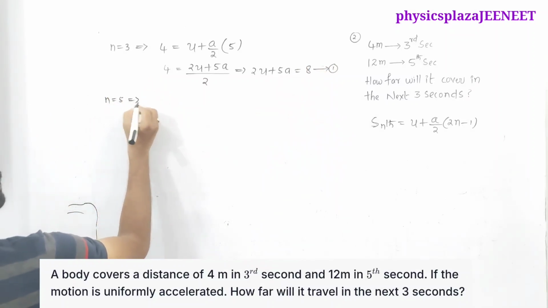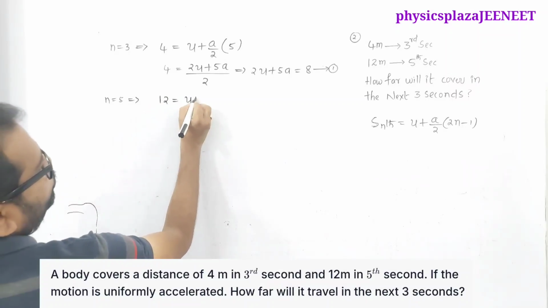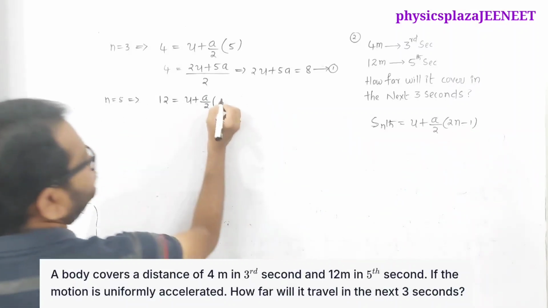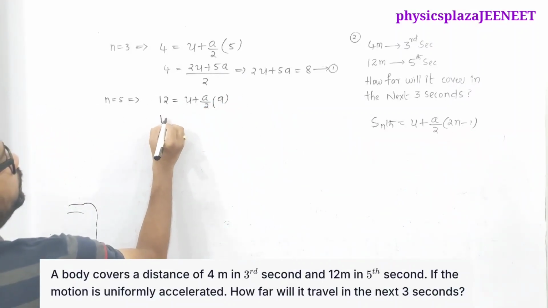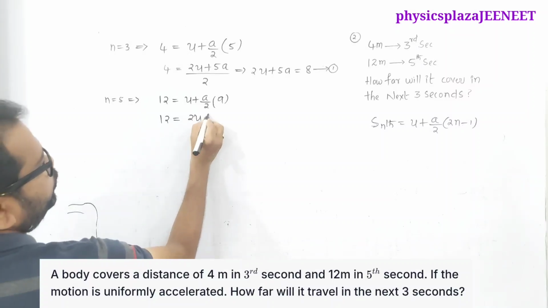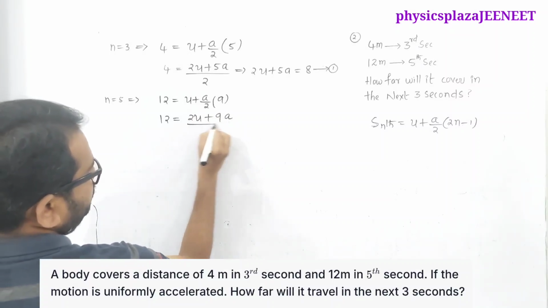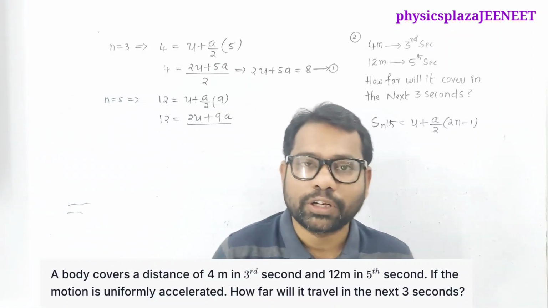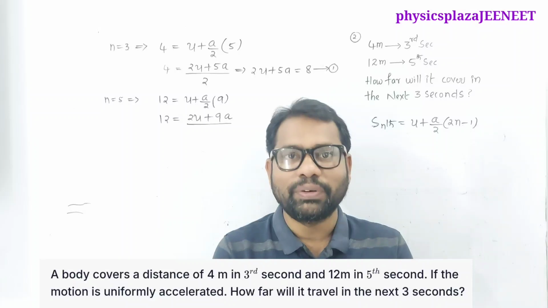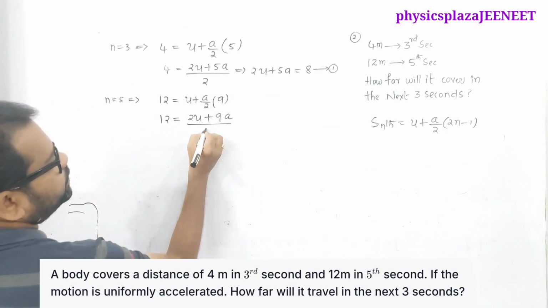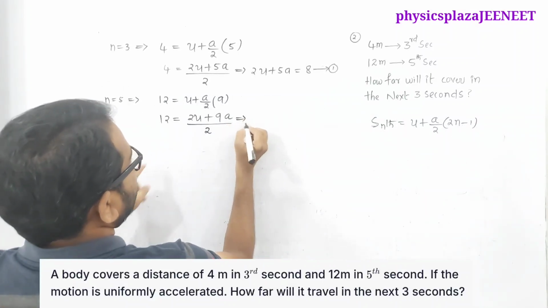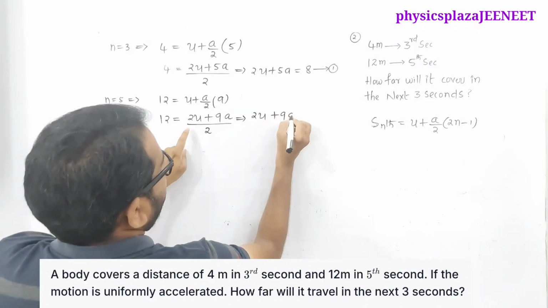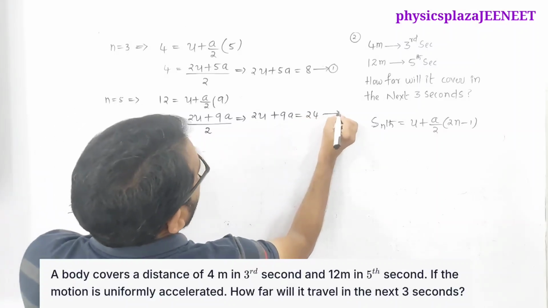So n is equal to 5. So that is 12 is equal to u plus a by 2 into 2n minus 1, 2 into 5, 10 minus 1, 9. So this is 12 is equal to, taking LCM, 2u plus 9a. Don't get confused. Some students will take this as a and a square and think, sir, I got a quadratic equation, what should I do? Nothing to do, just verify what you are doing. So 2u plus 9a is equal to 24, equation 2.